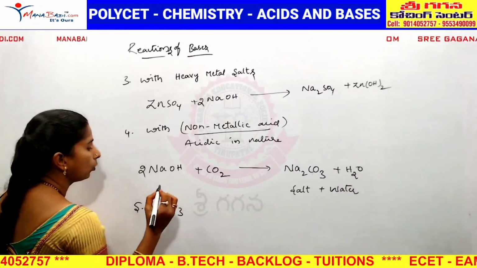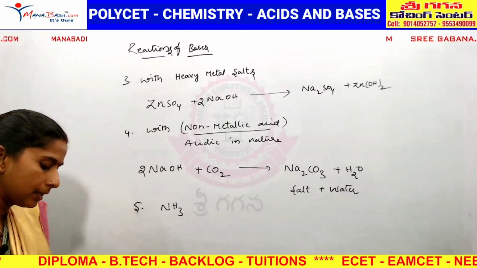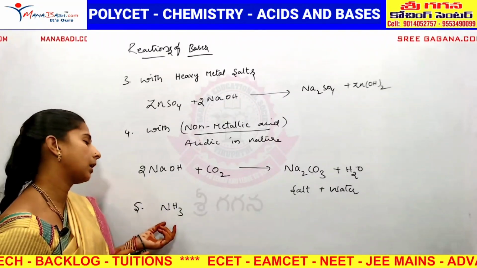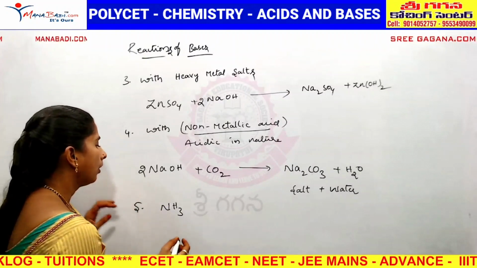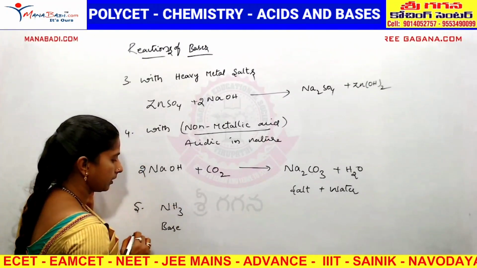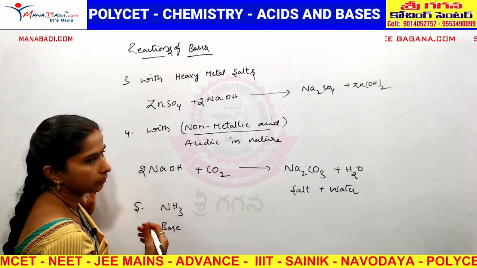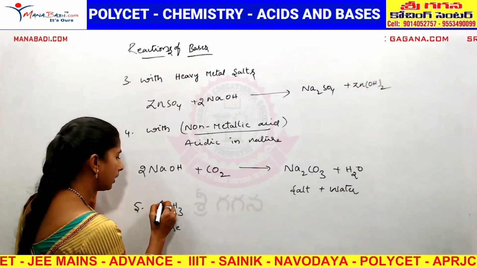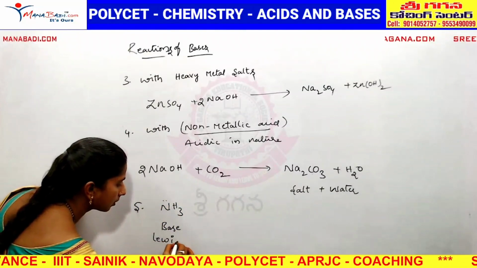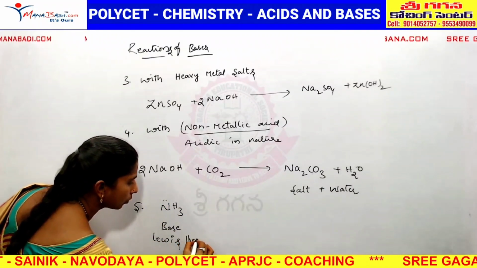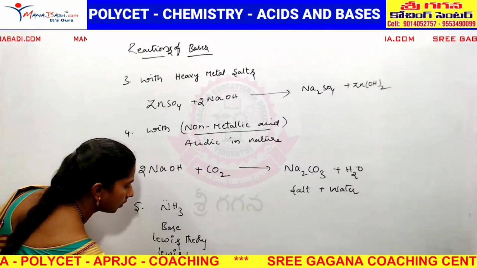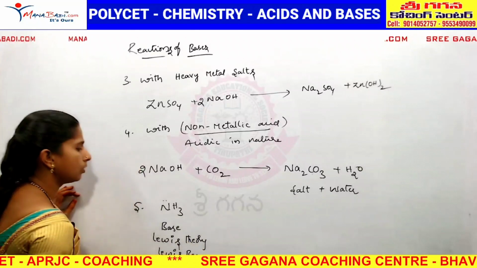Even though ammonia is not an Arrhenius base, it has basic nature. Ammonia is also an example of a base, though not by the definition we learned. It is a base based on Lewis theory. So this is called a Lewis base. What does Lewis base mean?